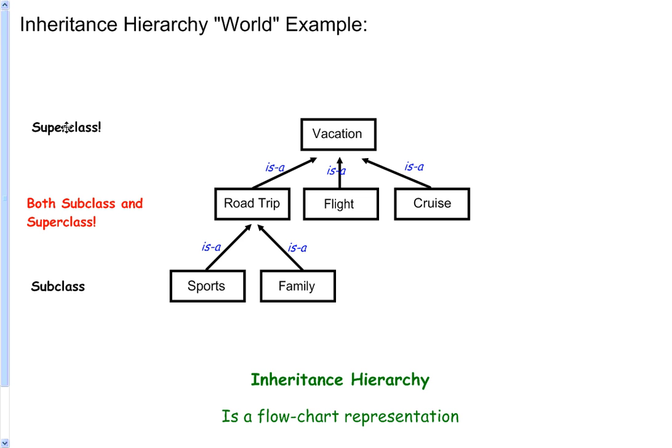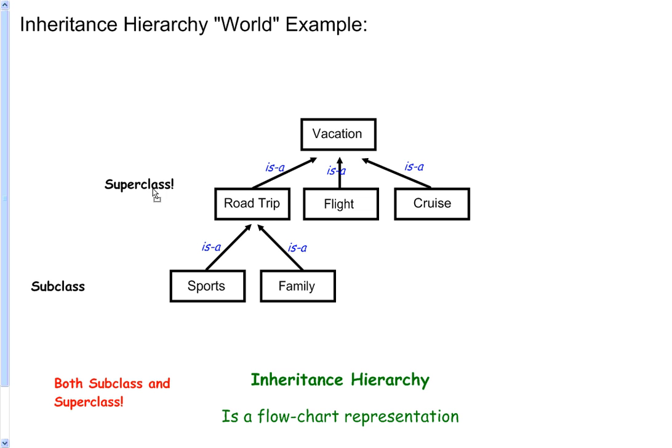Now, that's a little bit different because all of these classes in the middle, like road trip, flight, cruise, we'd have to be a little bit careful when we talk about these. Okay, when I talk about road trip here, road trip is a superclass. It's a superclass because it has classes underneath it. Okay, but road trip is also a subclass. It's both. Okay, road trip is a subclass because it falls underneath vacation. So this road trip is both a super and a subclass. Super because it's above two other ones. Sub because it's below vacation.